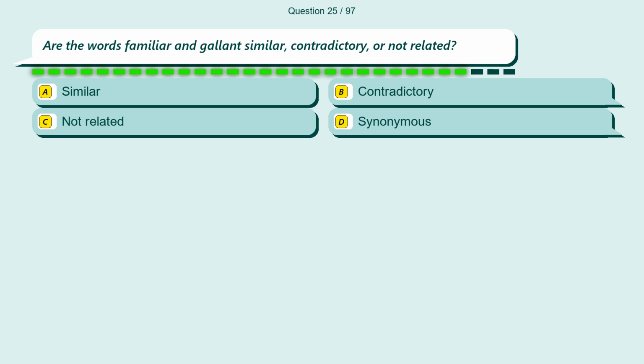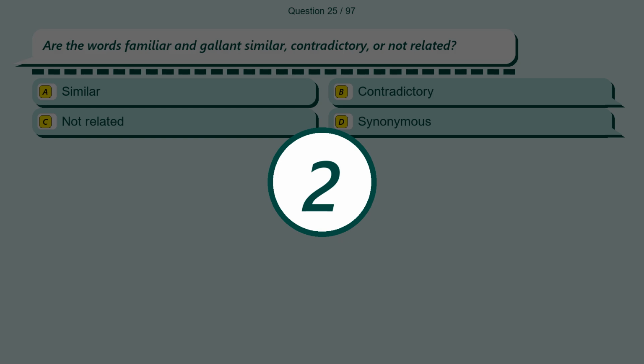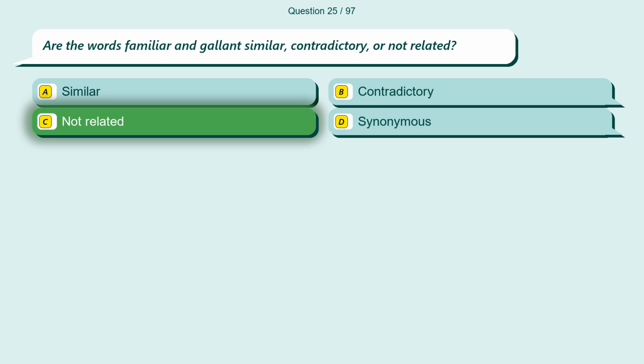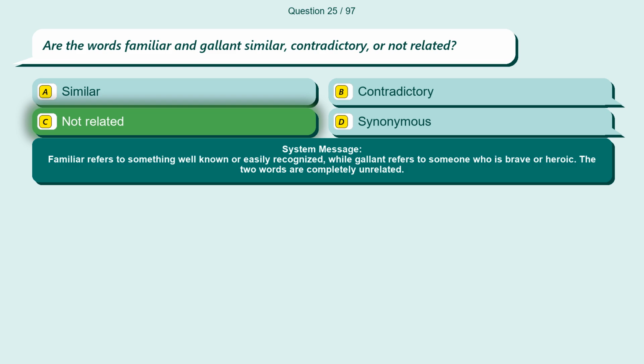Question 25. Are the words familiar and gallant similar, contradictory, or not related? Option A, similar. Option B, contradictory. Option C, not related. Option D, synonymous. The correct answer is option C, not related. Familiar refers to something well known or easily recognized, while gallant refers to someone who is brave or heroic. The two words are completely unrelated.